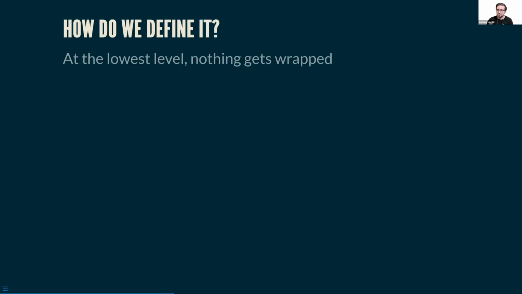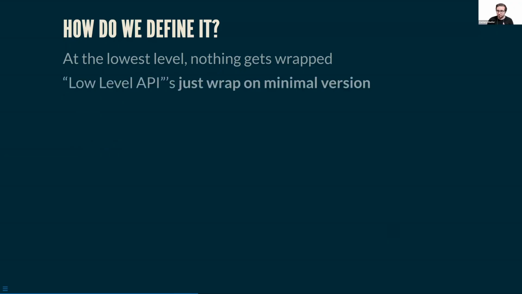At the lowest level, a low-level framework is just the bare bones. Right? So nothing gets wrapped. It is purely what is going on. So this would be like PyTorch. Low-level APIs then wrap around purely that minimal version with the smallest amount of capabilities possible.